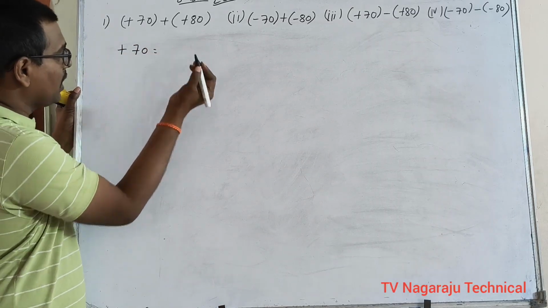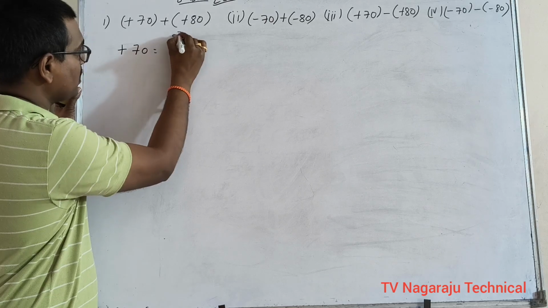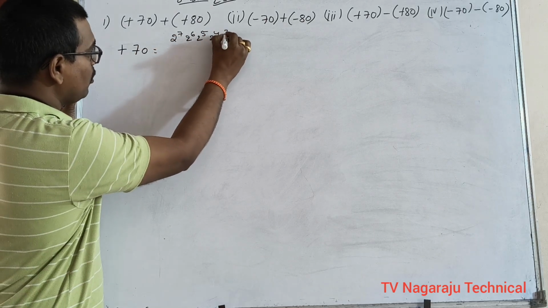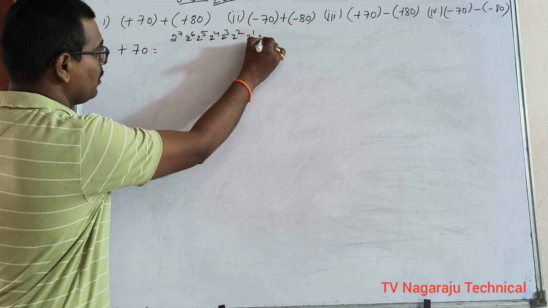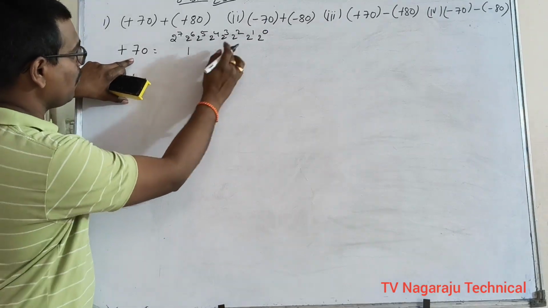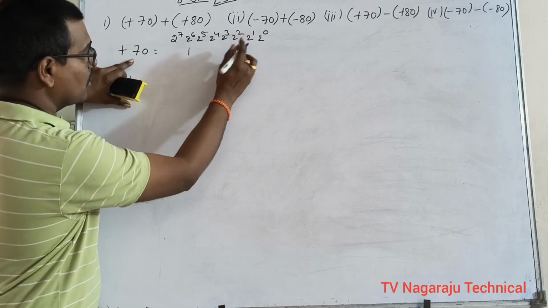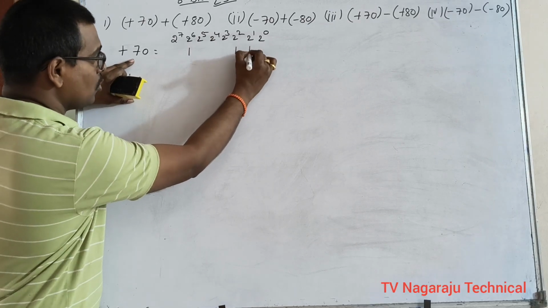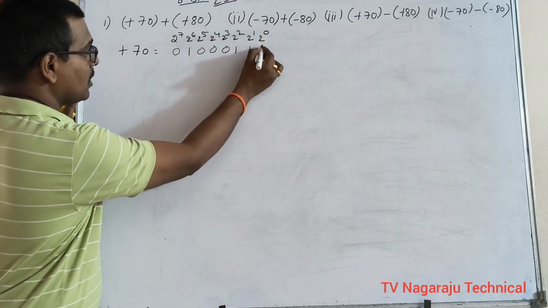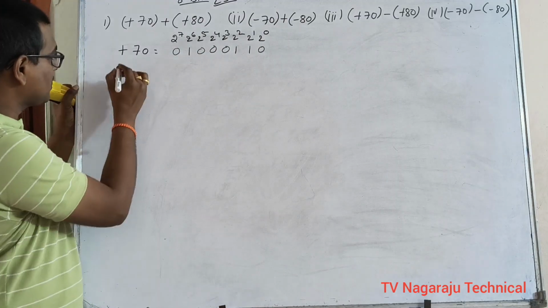First, plus 70. Before this, write down the powers: 2 power 7, 2 power 6, 2 power 5, 2 power 4, 2 power 3, 2 power 2, 2 power 1, 2 power 0. 70 is represented as 64 plus 4 is 68, plus 2 is 70. The remaining are zeros. This is the representation of 70.